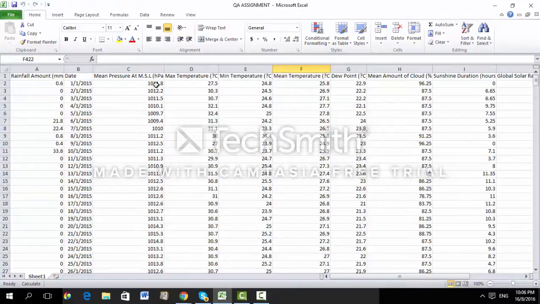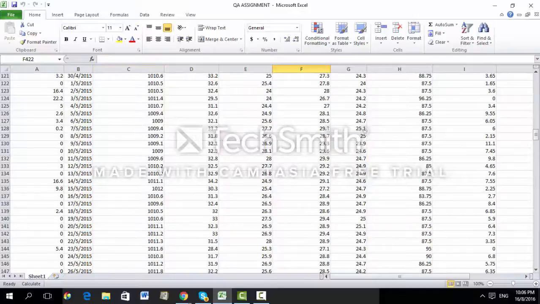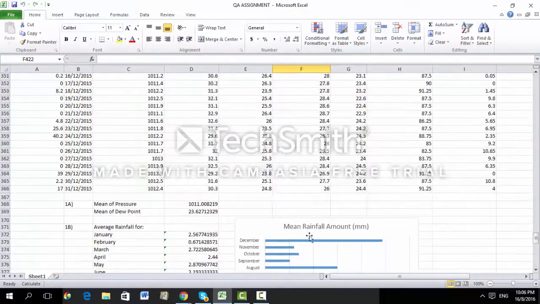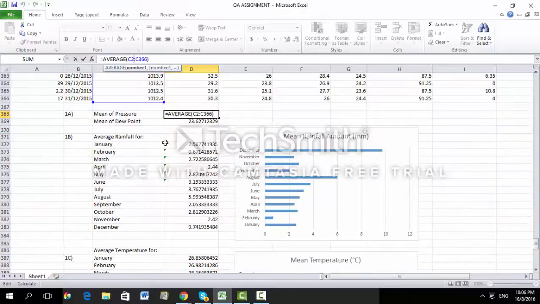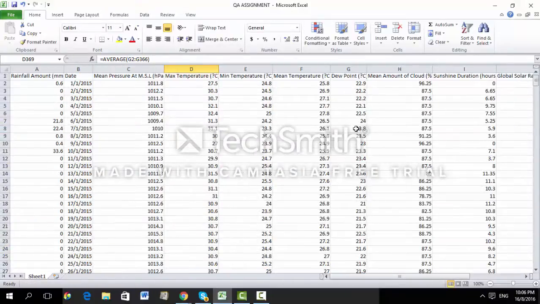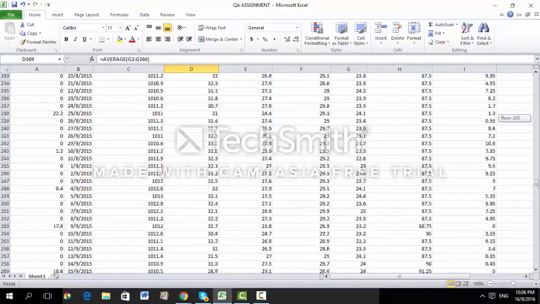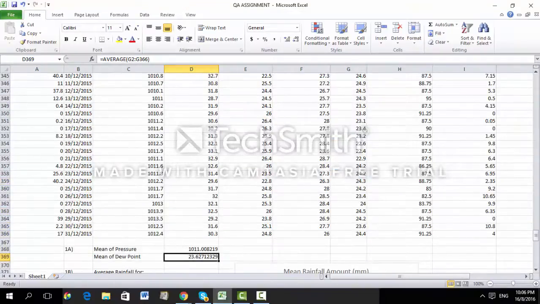So what I did was copy the whole column and then type in average equals to, and then copy the whole part of this, and then I got this answer as you can see here. I did the same for mean of dew point as well. You just copy this whole column here and type in average equals to, and then you will get this answer.